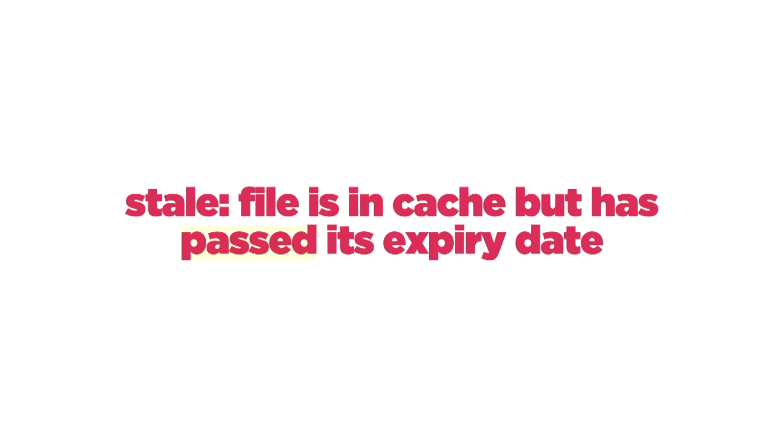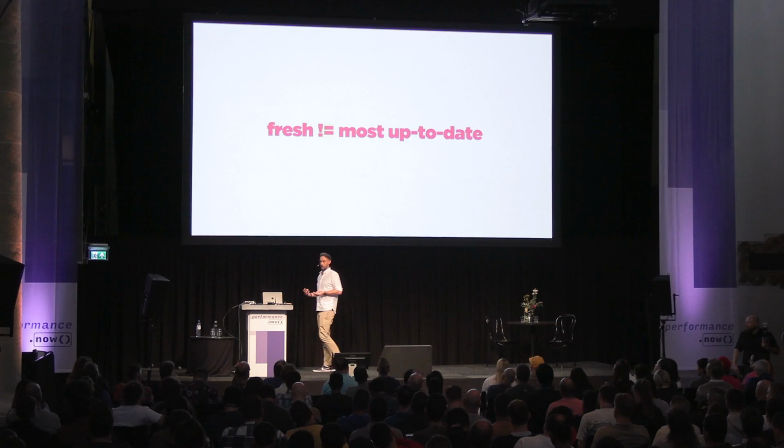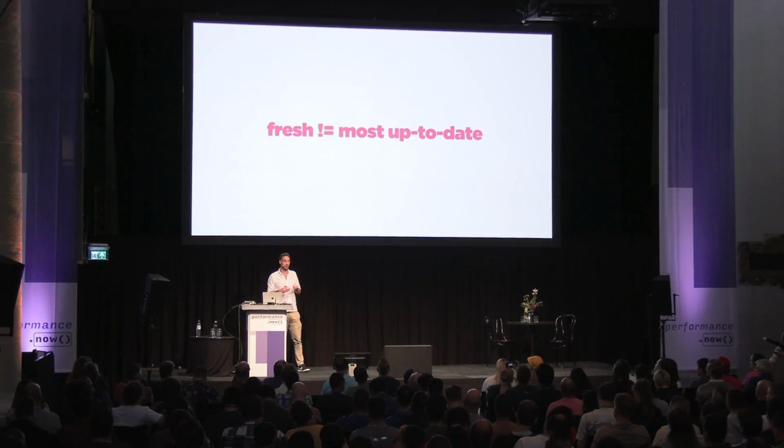The flip side is stale, and this is a file that is in cache, but it has passed its expiry date. So this file may not be out of date, but its expiry has been reached. Therefore, we need to revalidate. The key thing I'm trying to impress upon you here is that fresh does not mean most up to date. Fresh simply means the cache thinks it has the latest version of the file. It might not, but we've told it that it can reuse that file for X amount more time.